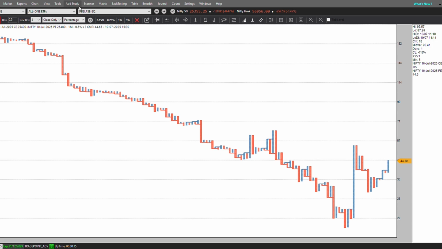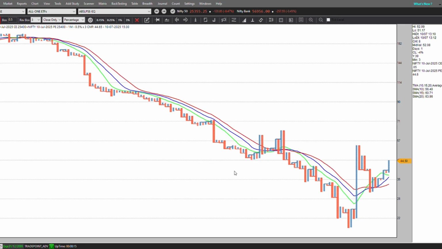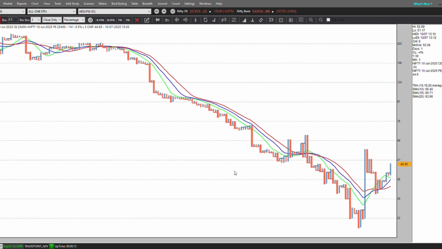After the bearish anchor column, I will tell you how to trade this. First of all, we'll use some indicators for stop loss. I'm using triple moving averages, 10, 15 and 20. Okay, so we got triple moving averages here.